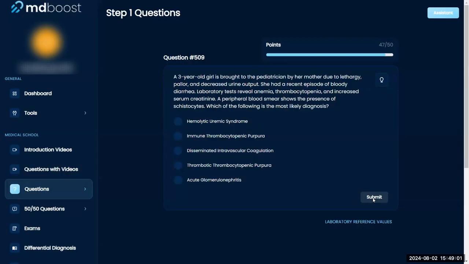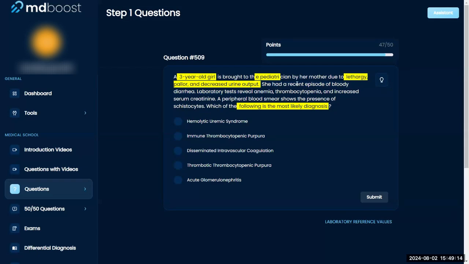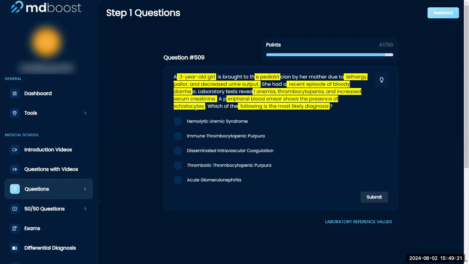Peripheral blood smear shows the presence of schistocytes. What is the most likely diagnosis? A 3-year-old girl is brought to the pediatrician by her mother due to lethargy, pallor, and decreased urine output. She recently had an episode of bloody diarrhea. To me, that screams E. coli with a kid. Lab tests showed anemia, thrombocytopenia, increased serum creatinine, and a peripheral blood smear with schistocytes. I think it's HUS right off the bat. I would say, yeah, hemolytic uremic syndrome.